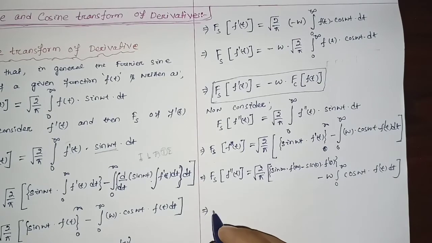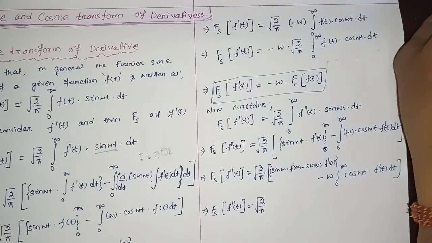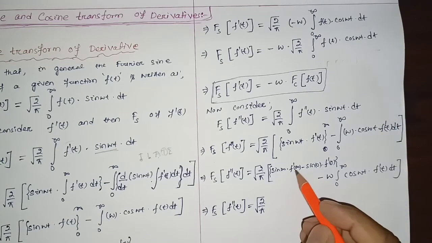Again, that implies the Fourier sine transform of the double derivative of function f(t) equals root over 2 by pi, here you can see that f dash infinity.